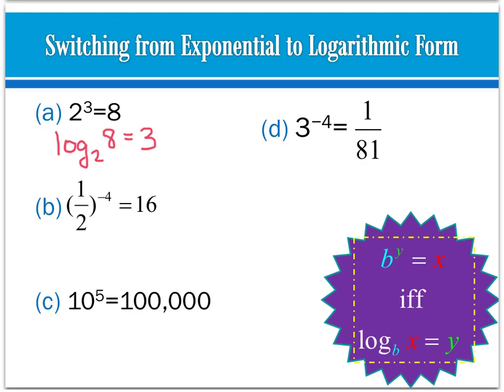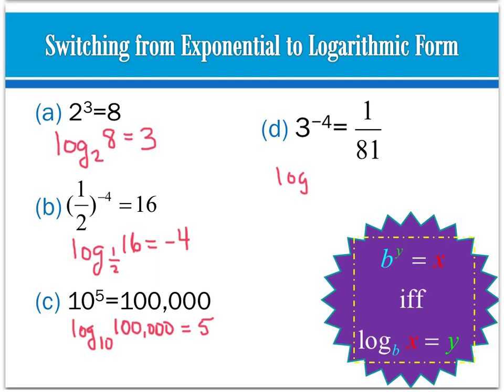So 1/2 to the negative fourth power equals 16. So that's log base 1/2 of 16 equals negative 4. So 1/2 to what power equals 16? That's going to be negative 4. This is going to be log base 10 of 100,000 equals 5. So 10 to what power gives me 100,000? That's 5. Okay. Next one.